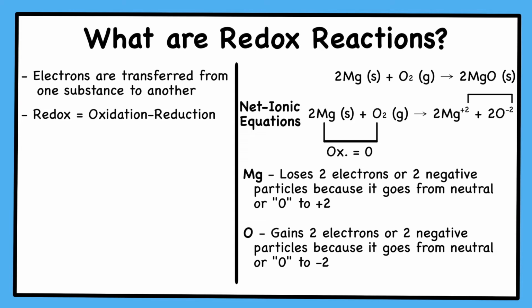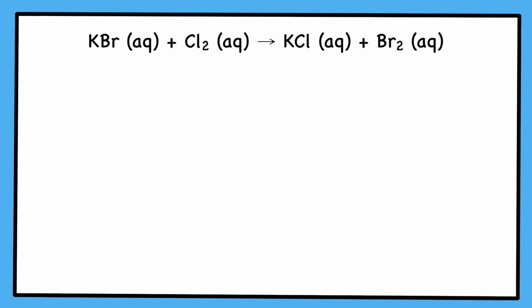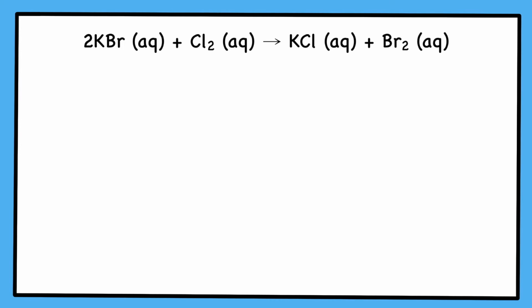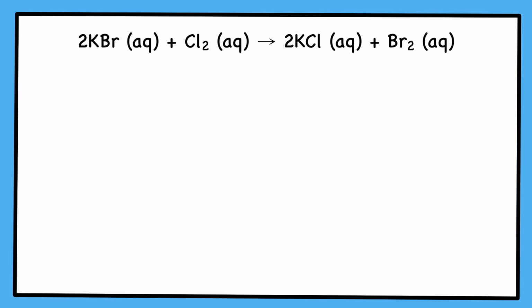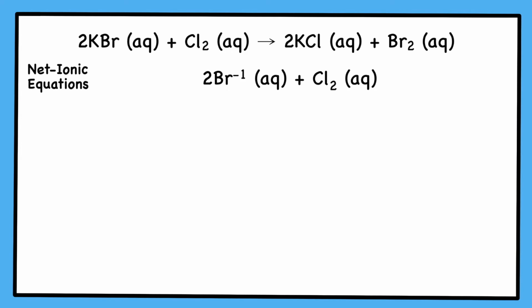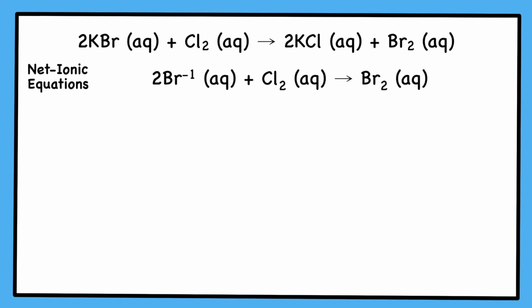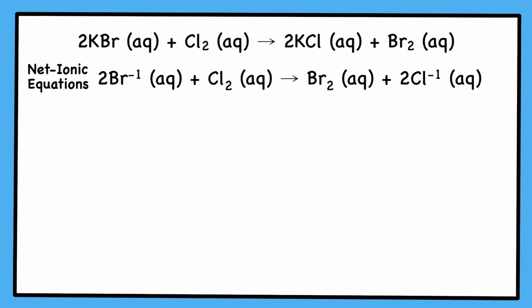So let's track the movement of electrons in another equation. Let's take a single replacement reaction of potassium bromide reacting with chlorine. Our balanced chemical equation should read 2KBr aqueous plus Cl2 aqueous yields 2KCl aqueous plus Br2 aqueous. If we make this into an ionic equation, it would read 2Br- aqueous plus Cl2 aqueous yields Br2 aqueous plus 2Cl- aqueous.